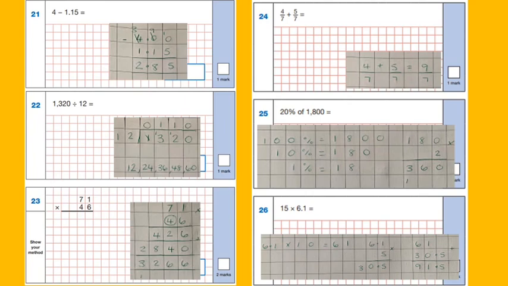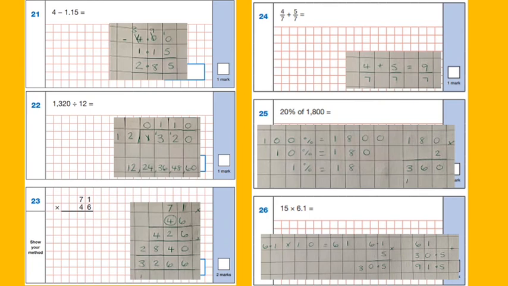Number 24, we've got 4 sevenths add 5 sevenths. Your denominators are already the same number, which is fantastic, so that just stays the same in your answer. You don't ever add those together. Then you add your numerators together, which would give 9 sevenths, or you could turn that into a mixed number. You don't have to, because the question wasn't given to you as a mixed number, but if you did give that as a mixed number, it would be 1 whole one and 2 sevenths.